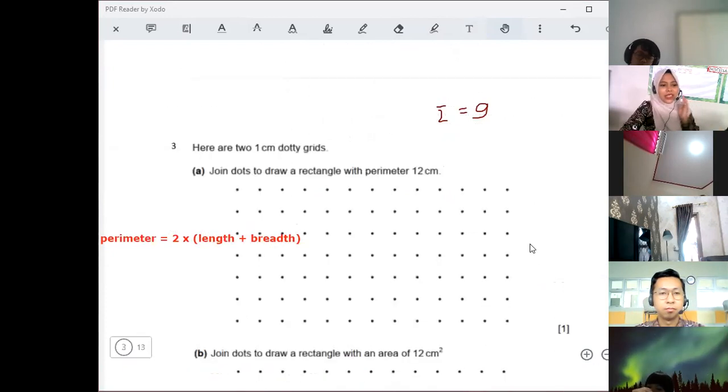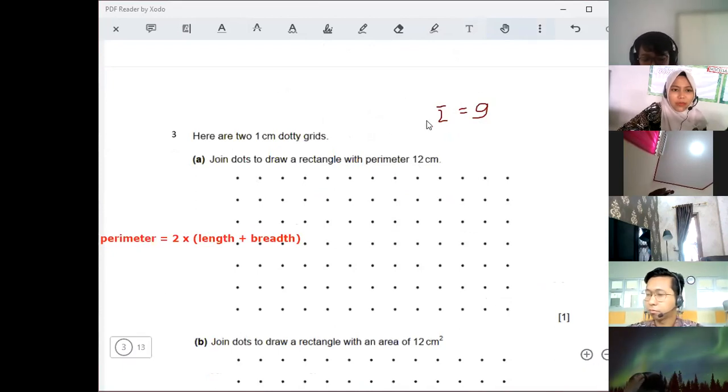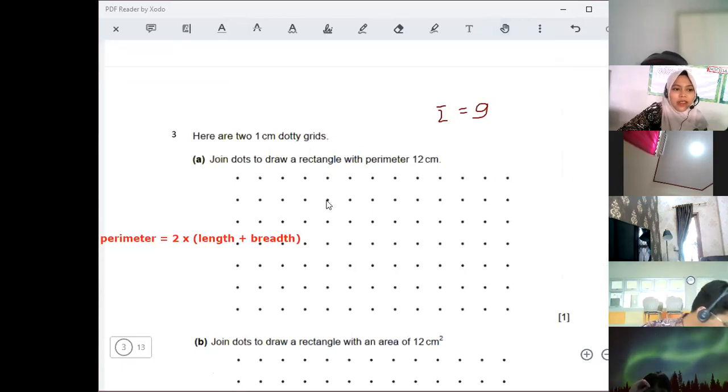Okay, next we can go for number 3. Here are two 1 centimeter dotted grids, and we are going to draw a rectangle with perimeter 12. So it's the same as before. We can draw many kinds of rectangles. 12 divided by 2 is 6. So we need to have the length plus breadth be 6.